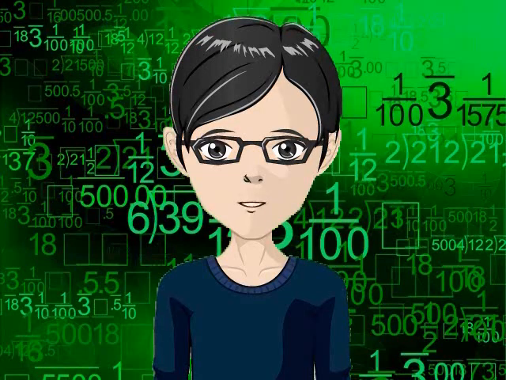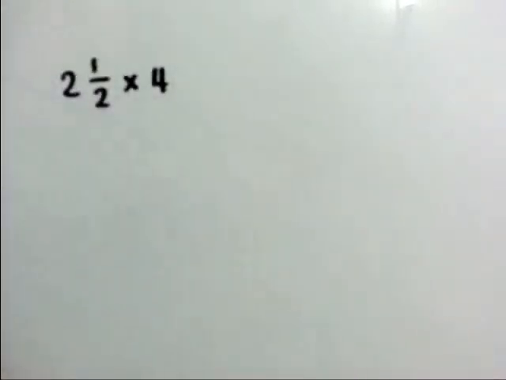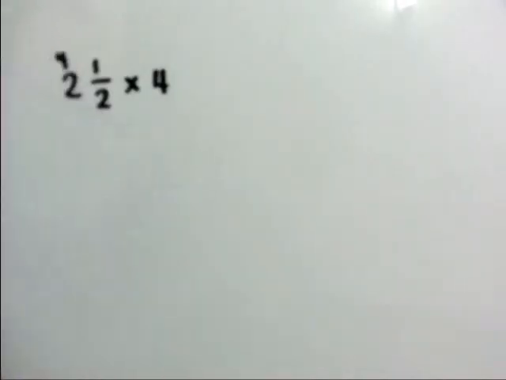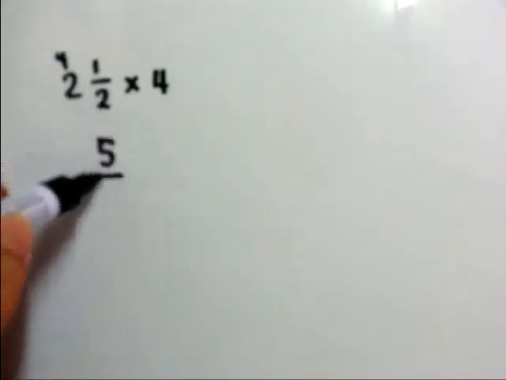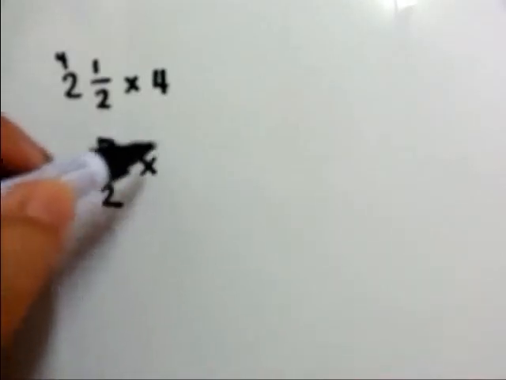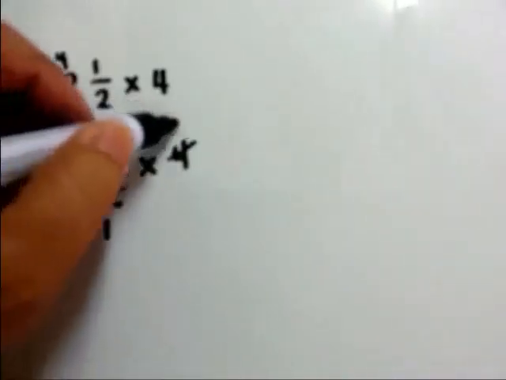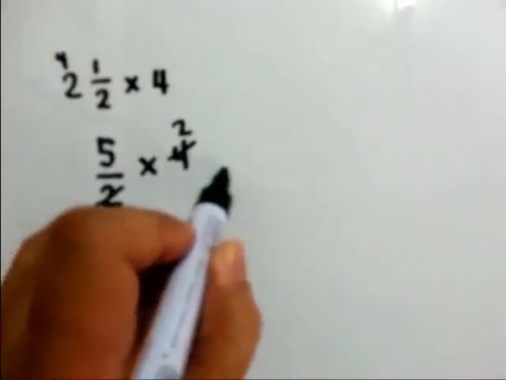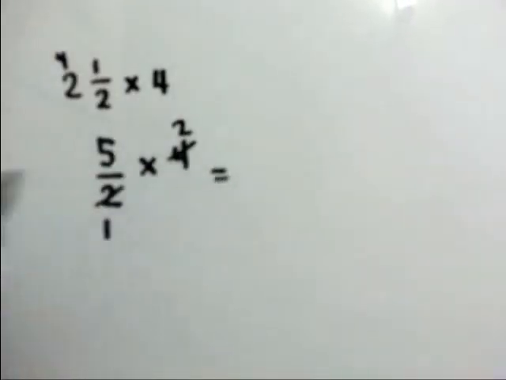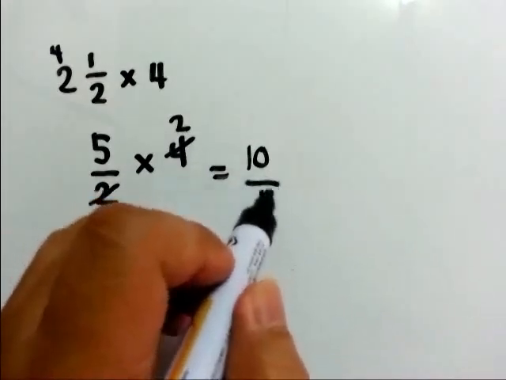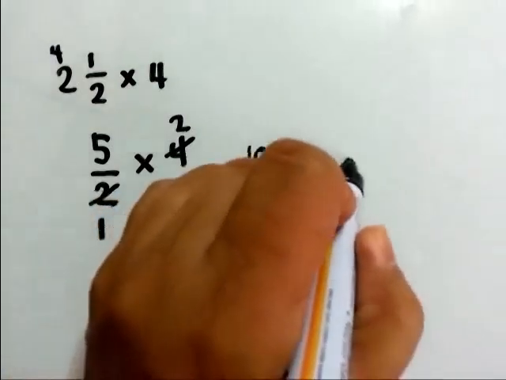Another example. Say we have 2 and 1/2 times 4. A mixed number and a whole number. We convert 2 and 1/2 to improper fraction. 2 times 2 equals 4. 4 plus 1 equals 5. So we have 5 over 2 times 4. We can cancel. 2 and 4 are divisible by 2. 2 divided by 2 equals 1. 4 divided by 2 equals 2. Now we have 5 over 1 times 2. We multiply. 5 times 2 equals 10. We will copy 1. So we have 10 over 1, which is equal to 10.